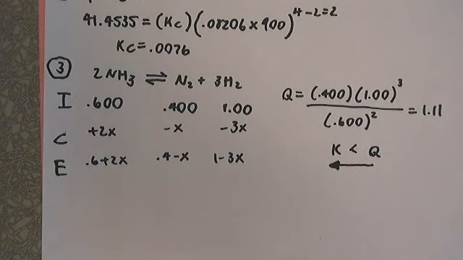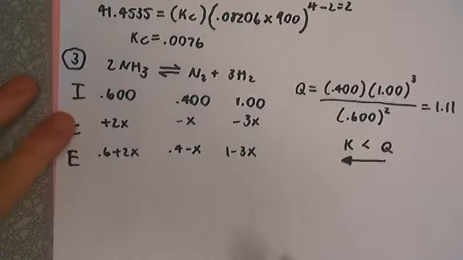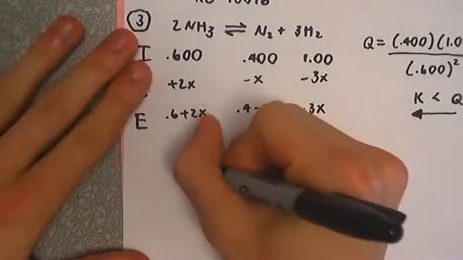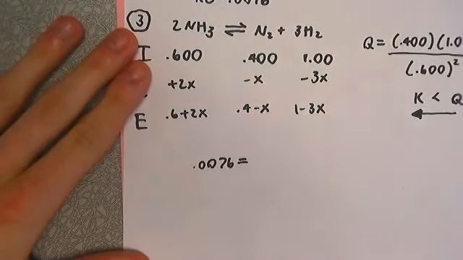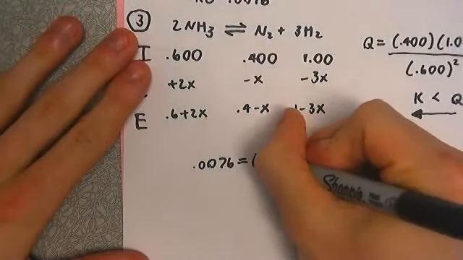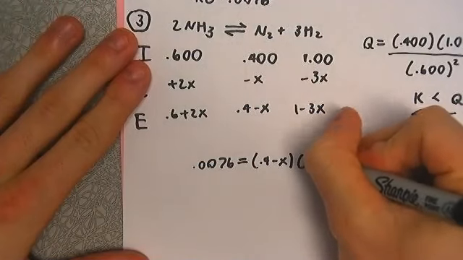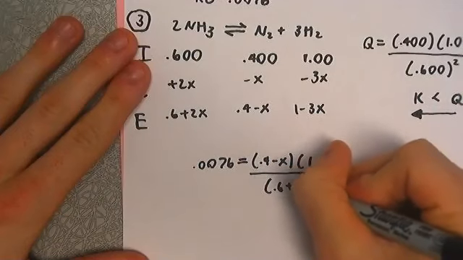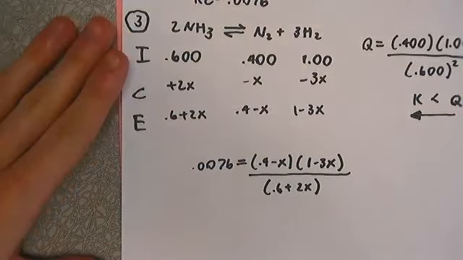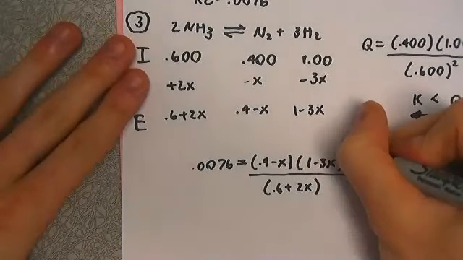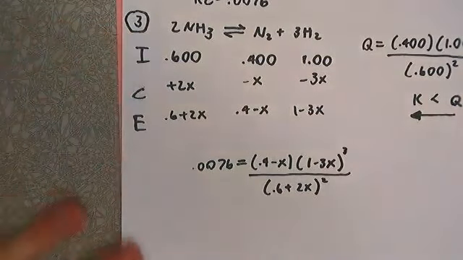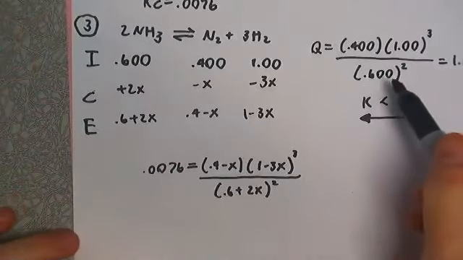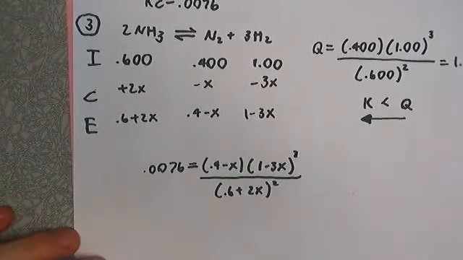So now we need equilibrium concentrations. We have equilibrium concentrations. They're just in terms of x. So what do I do? I set them equal to K. K was equal to 0.0076. Products, 0.4 minus x, 1 minus 3x, over 0.6 plus 2x. What am I missing? Yet again, stoichiometry. This needs to be cubed, and this needs to be squared. Just like Q, we do the same stoichiometry where we raise it to that number each time.